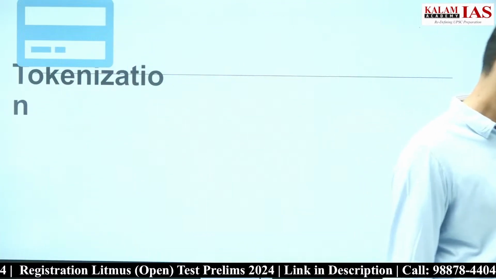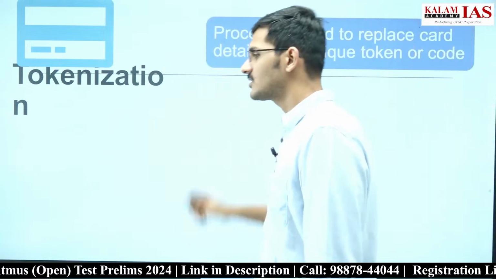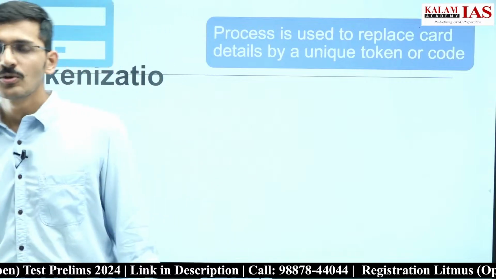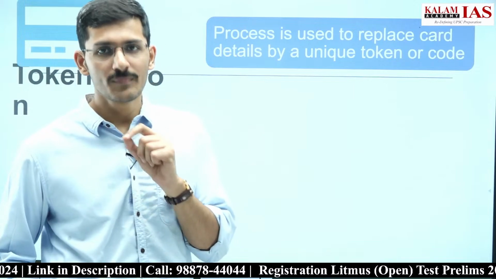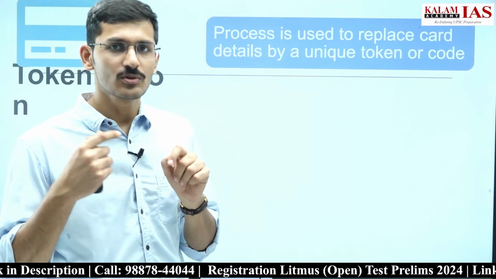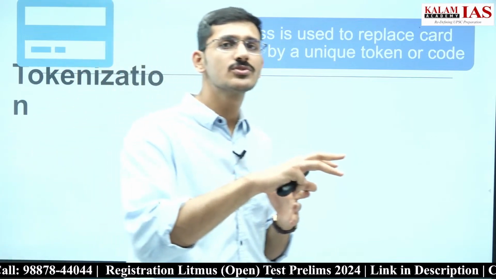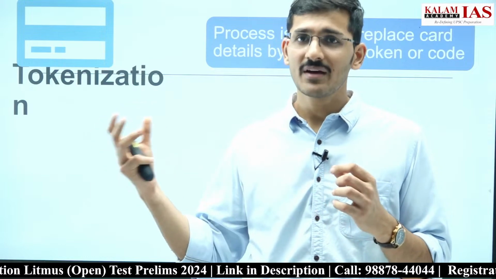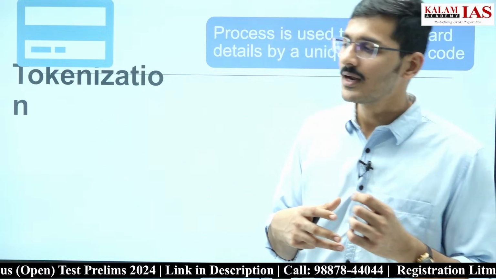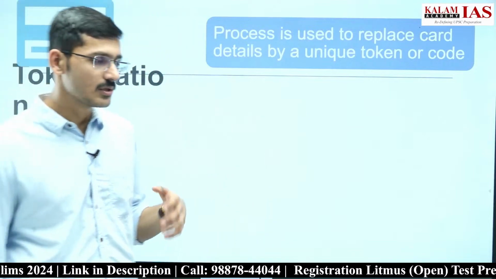Now, the next thing in the news is tokenization. Tokenization is basically a process used to replace card details by a unique token or code. I have a credit card, and whenever I transact through my credit card, the details of my credit card go through the machines to the systems of those organizations and financial institutions, and those details can be leaked anywhere. For example, I am using a credit card. There can be a camera which captures the numbers of my credit card, so that can compromise my financial information.